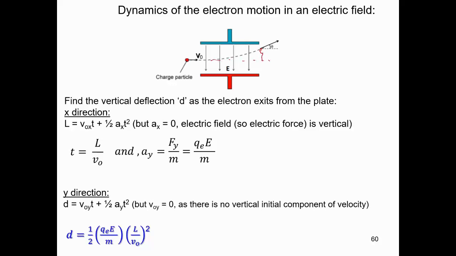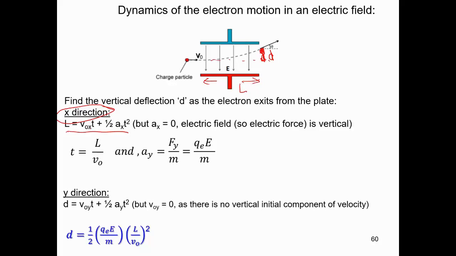So let's say this is d. Let's say this distance, this deflection, is d. So what would be the deflection d at the end of the plate? Then this is just like a projectile motion. First we have to consider the x direction and do some kinematics. So the total length is L, say.